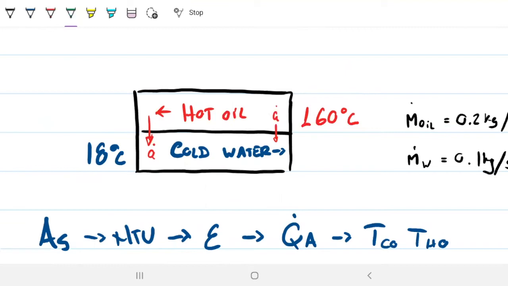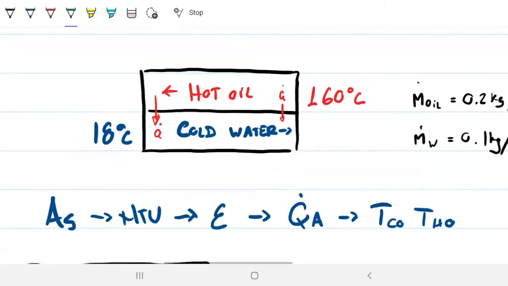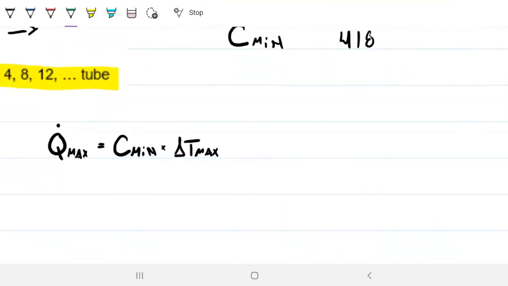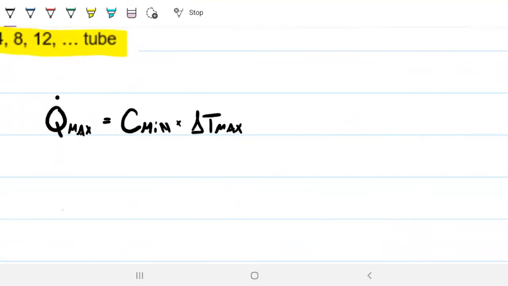Regardless, and this does not matter whether they are on the same side or, like I said, perpendicular to each other, that does not matter. What matters is the absolute quantity, right? And that's why it's a theoretical maximum. So going back to this, my Q max, the maximum theoretical I can have, is my C min, which we found to be 4.418, times my delta T max, which is 160 minus 18.